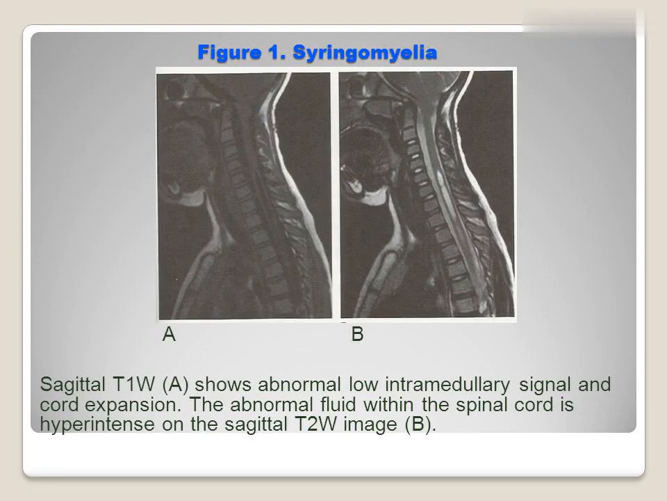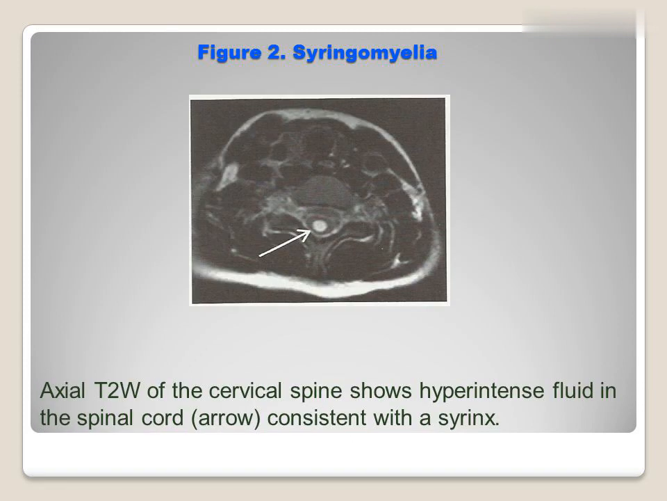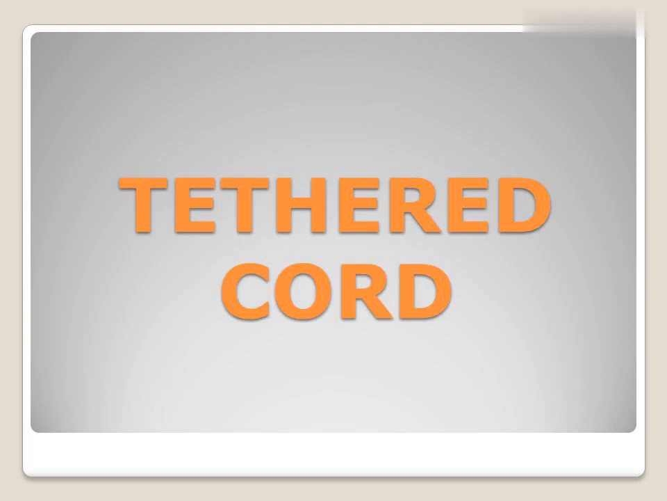Figure 1. Syringomyelia. A, B. Sagittal T1W, A, shows abnormal low intramedullary signal and cord expansion. The abnormal fluid within the spinal cord is hyperintense on the sagittal T2W image, B. Figure 2. Syringomyelia. Axial T2W of the cervical spine shows hyperintense fluid in the spinal cord, arrow, consistent with a syrinx.